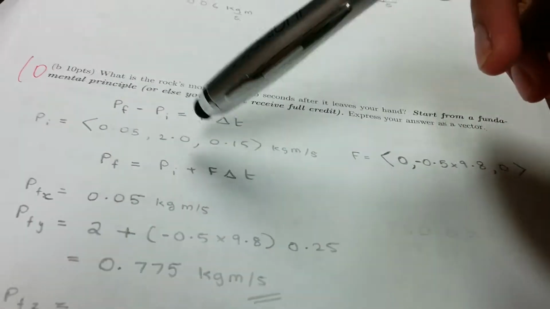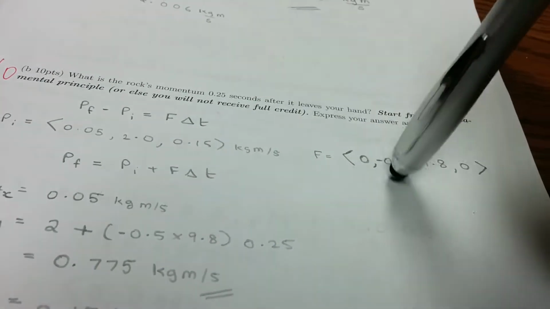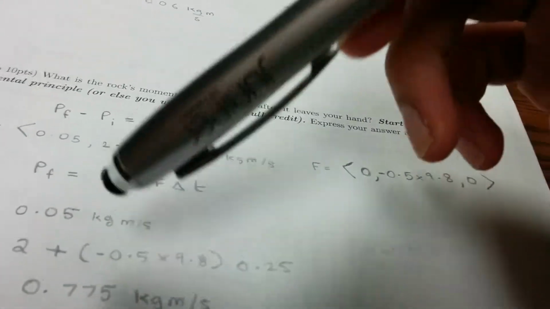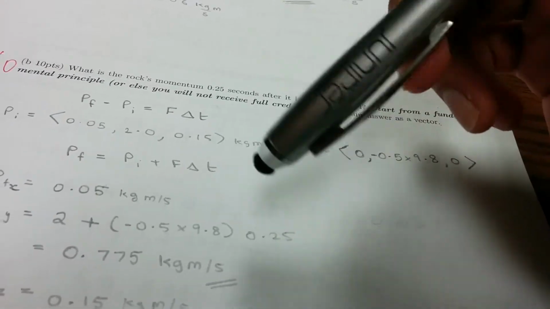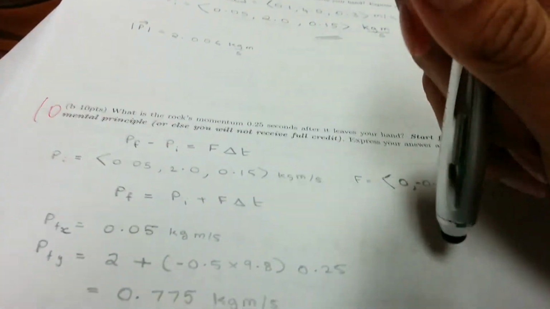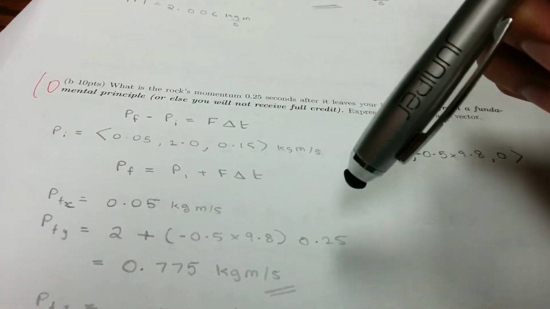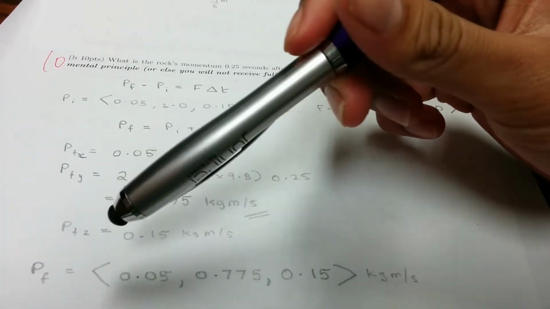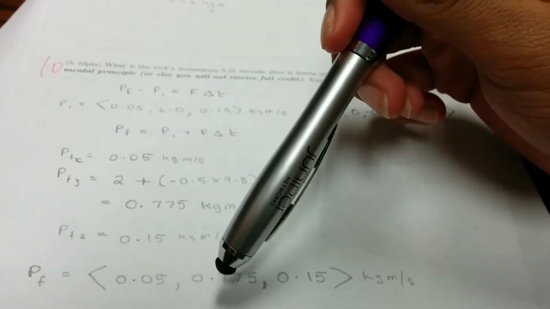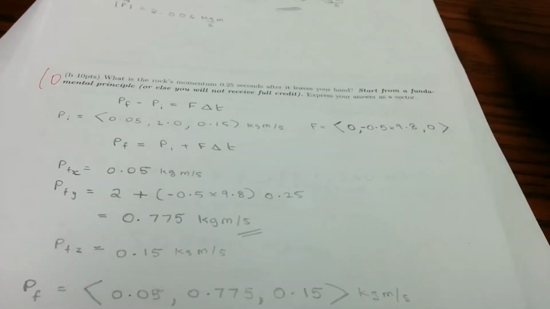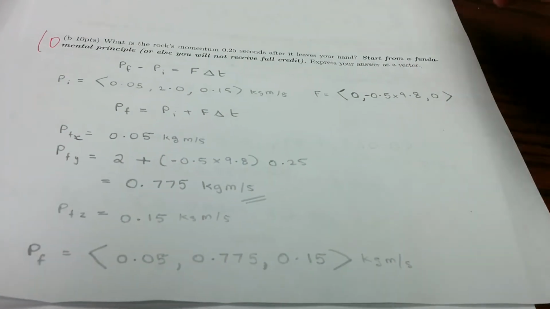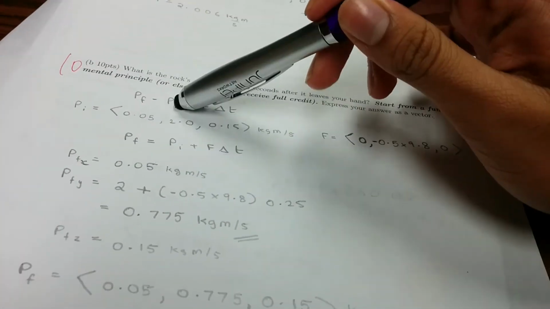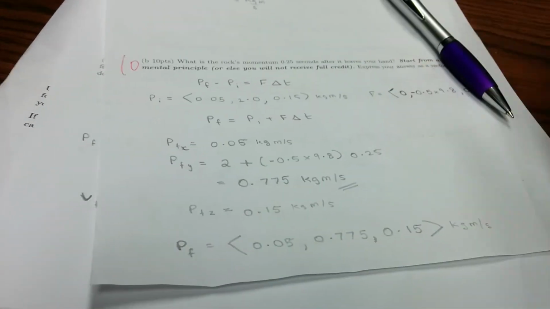Now in the y-axis, we have a force acting on it, that is minus 0.5 times 9.8, which is equal to minus 4.9 newtons acting on it, and the time is 0.25, that is the delta t. So we calculate that and we get 0.775 kilogram meters per second, which is the answer we are looking for. So the final momentum is what we see here, that is 0.05, 0.775, and 0.15 kilogram meters per second in the x, y, and z axes. Now, as I mentioned earlier, the fundamental principle they're looking for is Pf minus Pi is F delta t. Thank you.